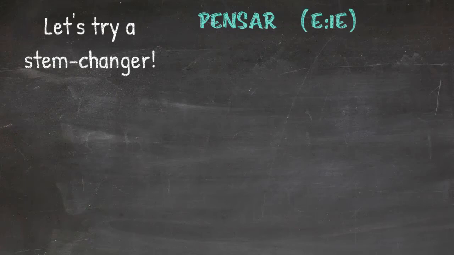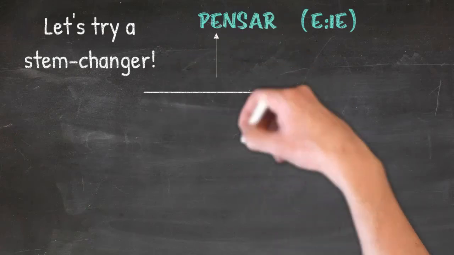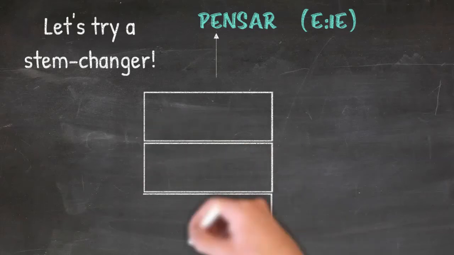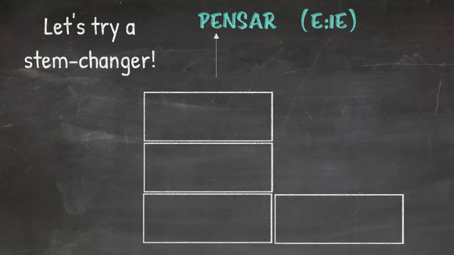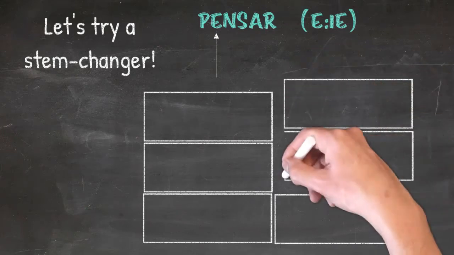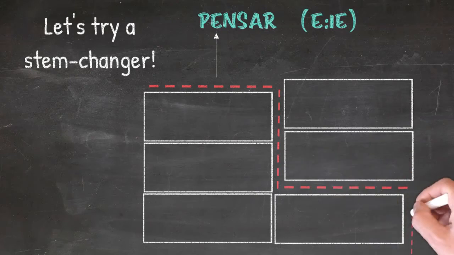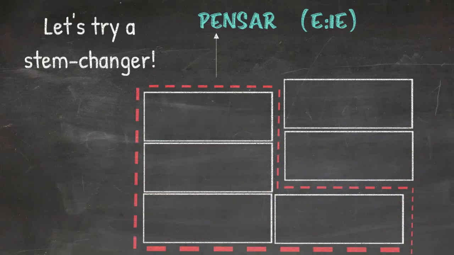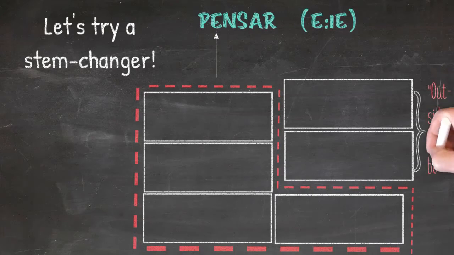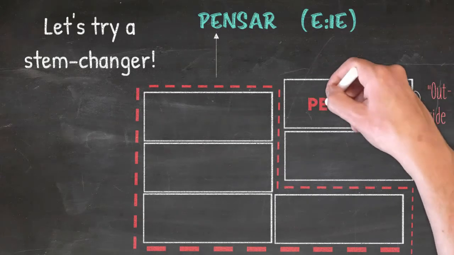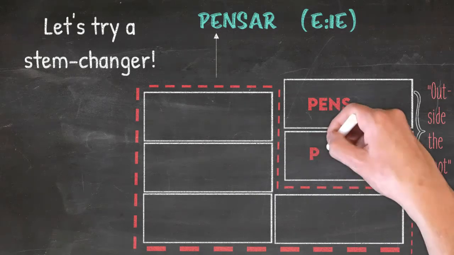Pensar, to think. An E becomes IE verb, like querer. As always, we see that it's an E changes to IE. We have to find the E. We found it with the arrow. Separate as usual. We have no spelling changes happening outside the boot.